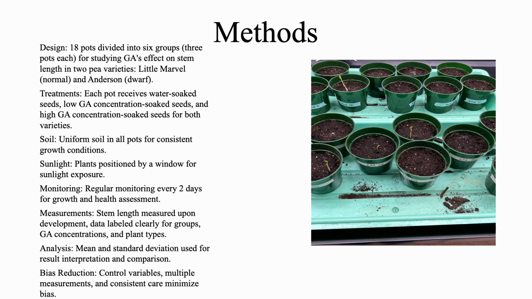The stem lengths were measured when the stems had developed. The data was recorded with clear labels for experiment groups, GA concentration, and plant types. For the statistical analysis, we used the mean by taking the average, and we also calculated standard deviation. A bar graph was made to interpret the results and compare the effects of GA and plant types on stem length. We also took bias reduction steps, which included controlling variables, taking multiple measurements for our data, and ensuring consistent plants throughout the experiment.